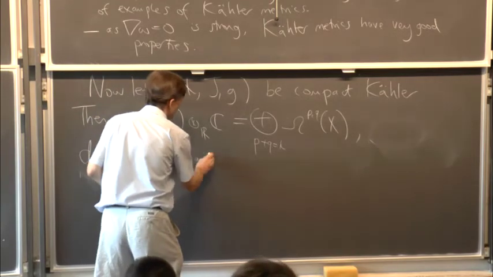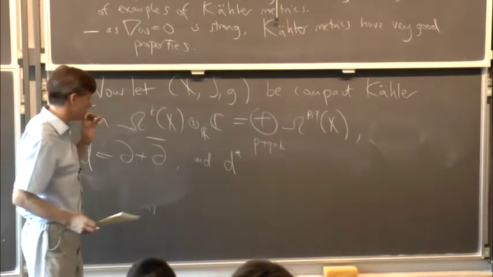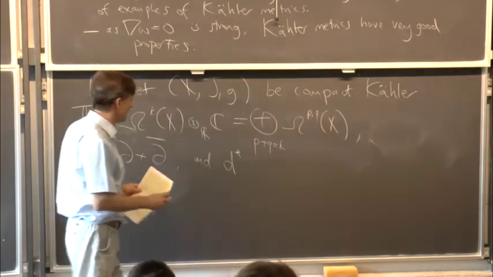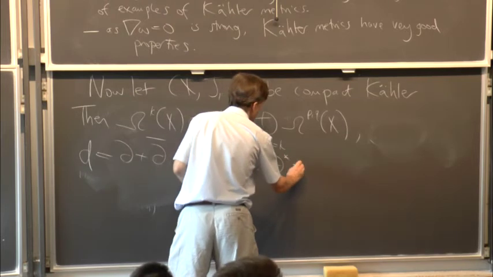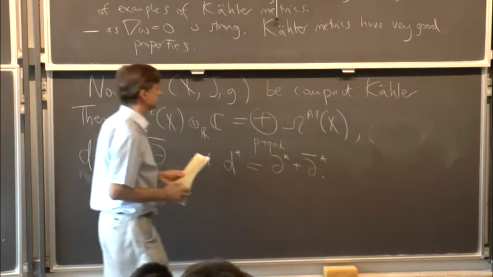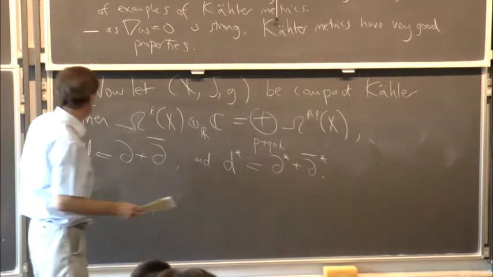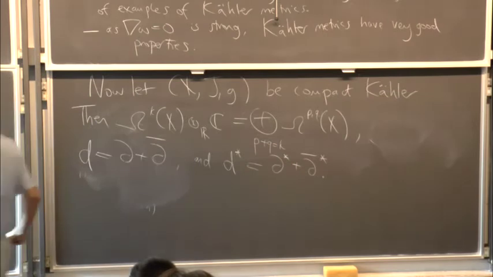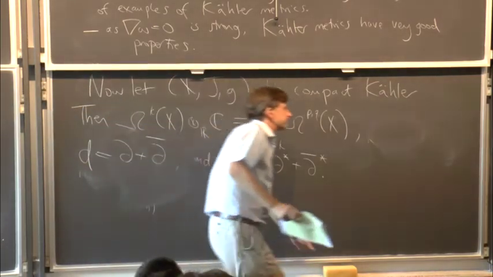And the formal adjoint d star of d also gets split as the formal adjoint curly d star plus the formal adjoint curly d bar star. Okay, so let's see if we can split this curly H^k into pieces which correspond to (p,q) forms.